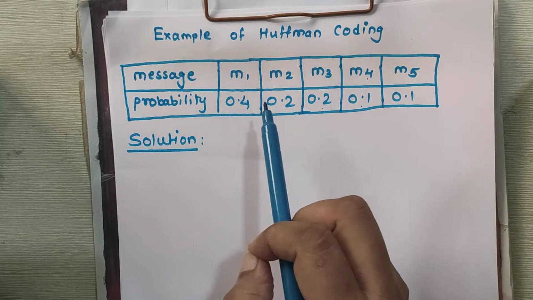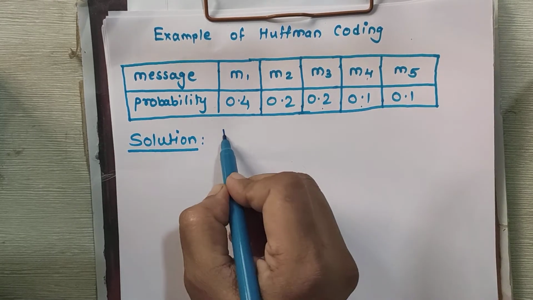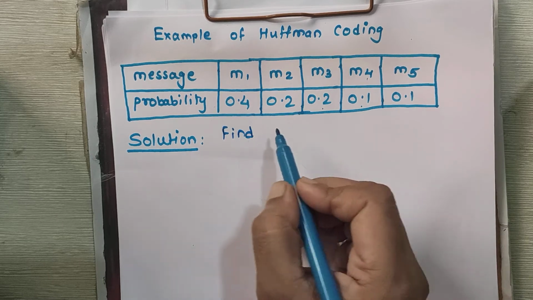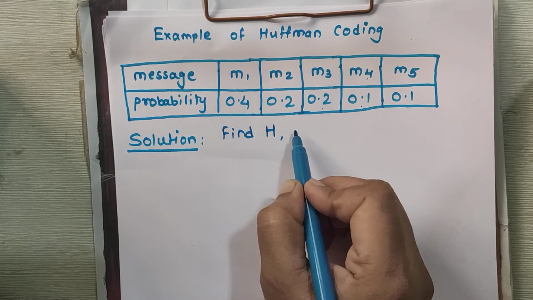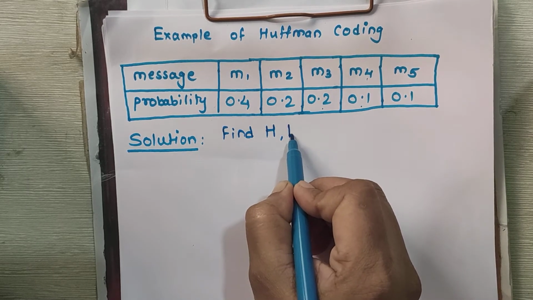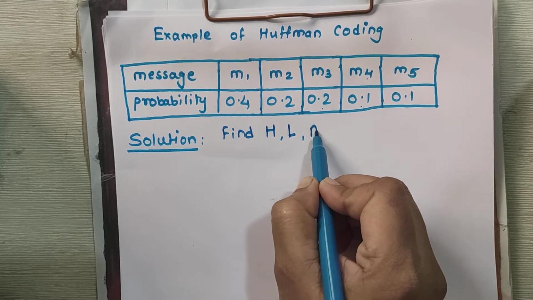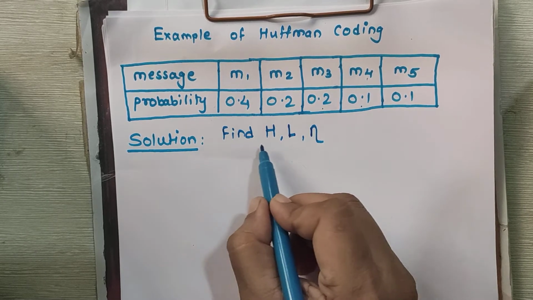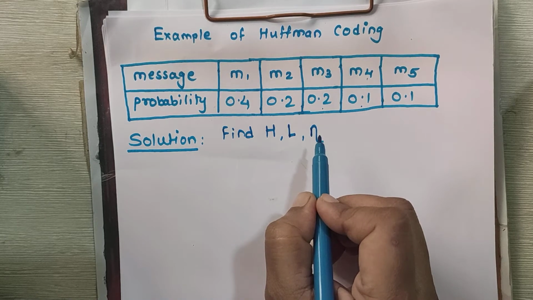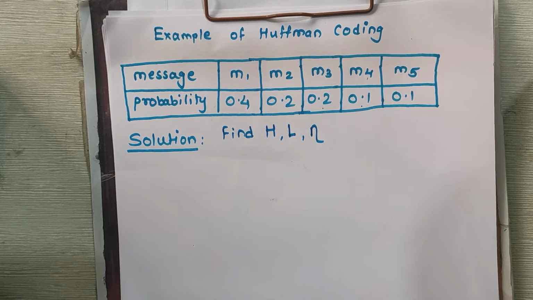Now in this numerical, you have to find the entropy, that is capital H, the average code word length and the code efficiency. These are the parameters they are asking for in this numerical. We'll go for the solution.